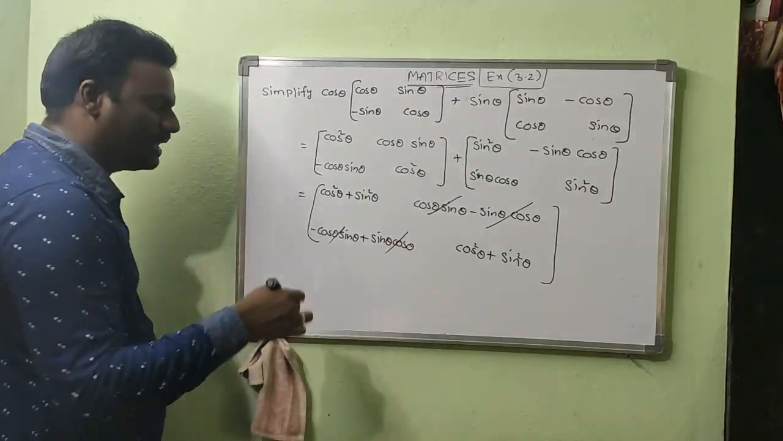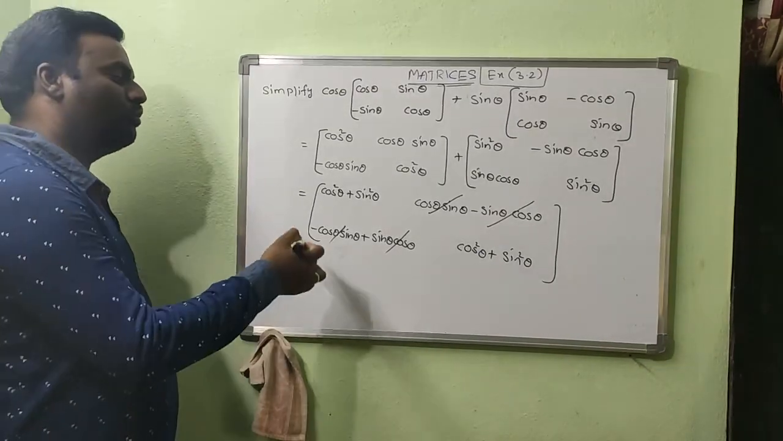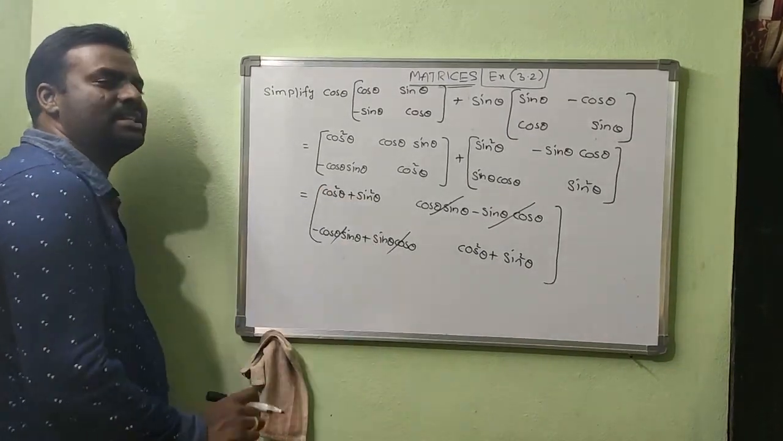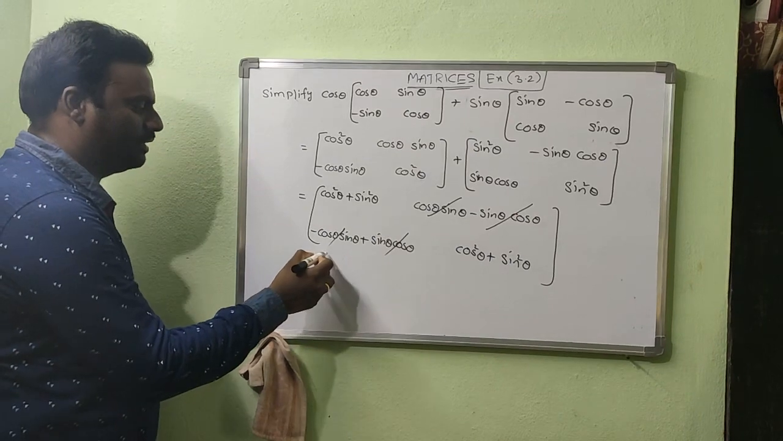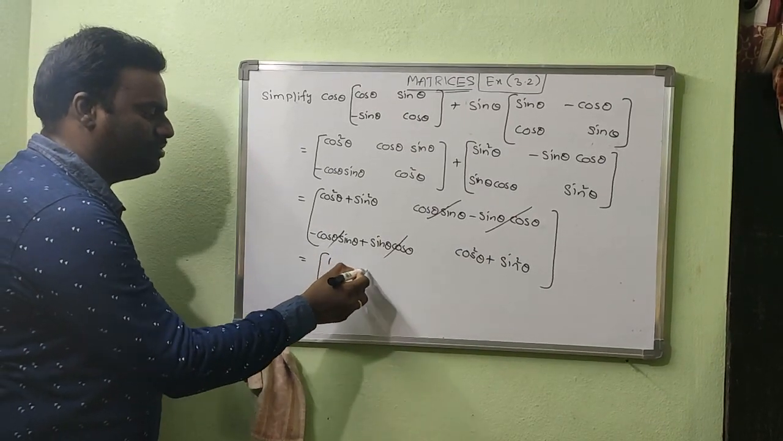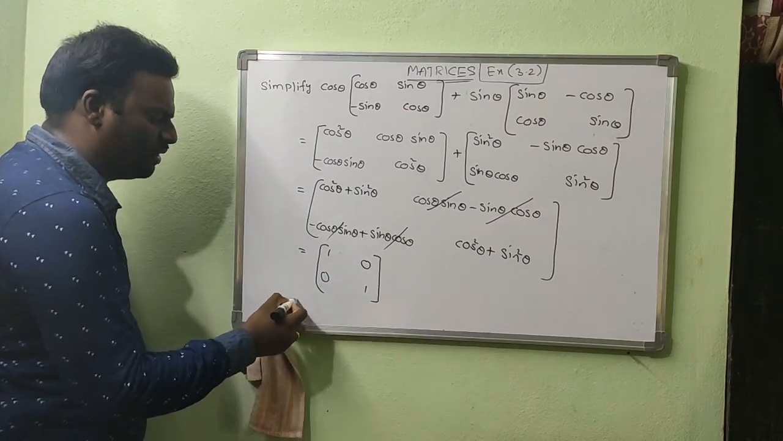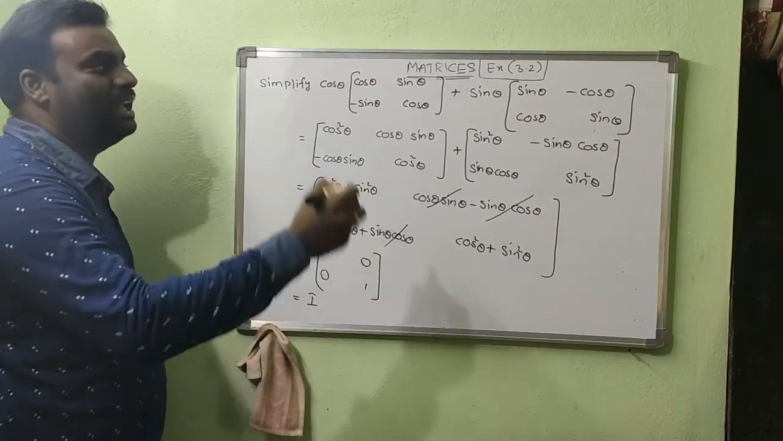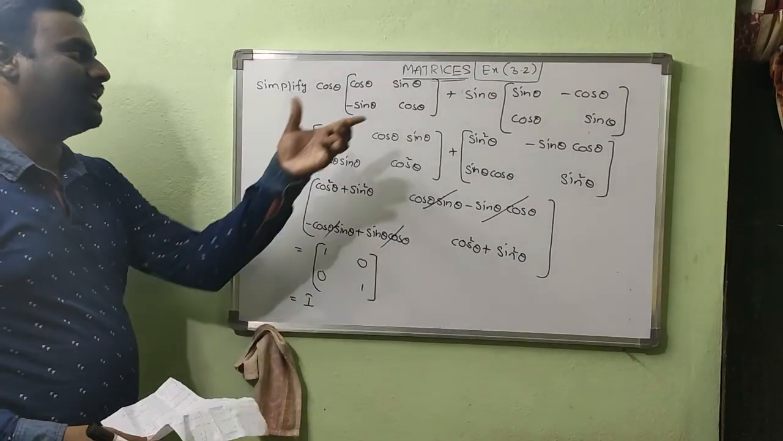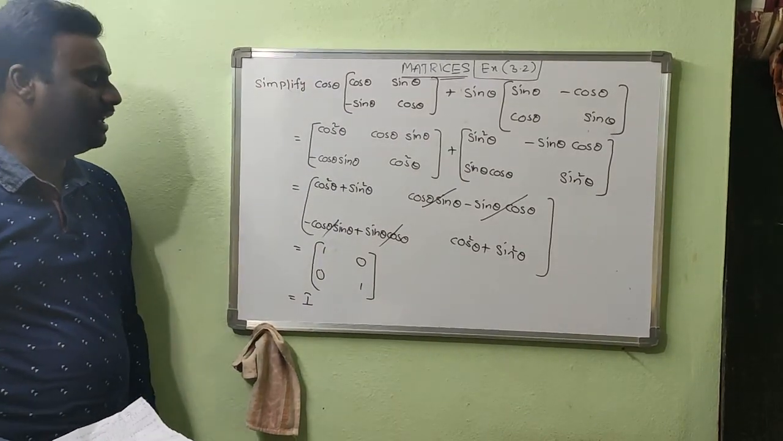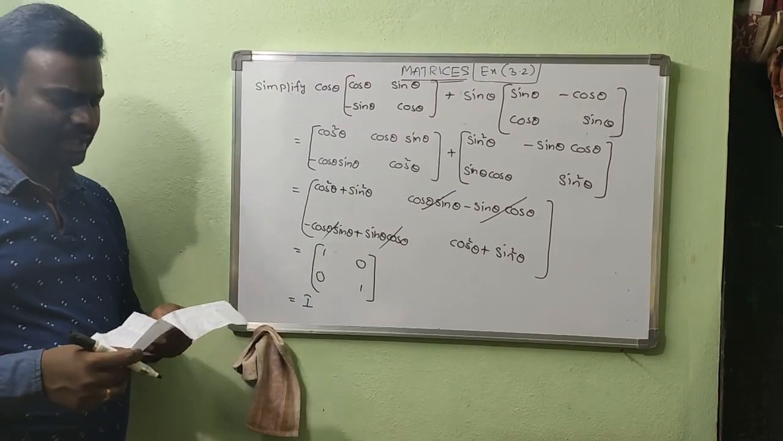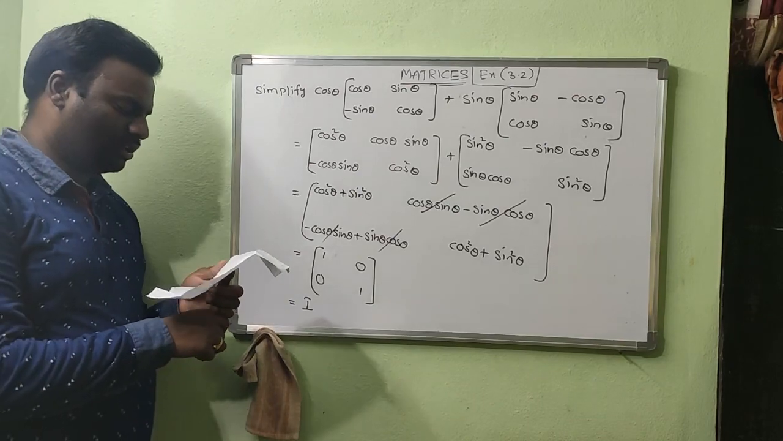This value gets cancelled. In trigonometry, we know that cos square theta plus sin square theta value is 1. Now there is nothing but 1, 0, 0, 1. 1, 0, 0, 1 is which matrix? Identity matrix. So finally, the simplification of this will give which matrix? Identity matrix. So this is question number 2.